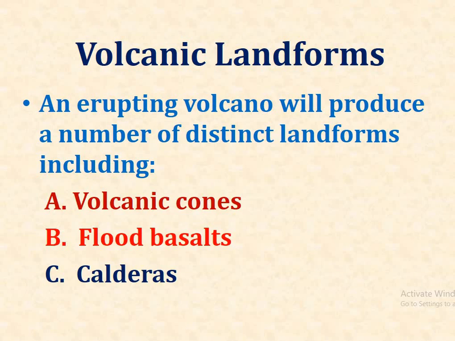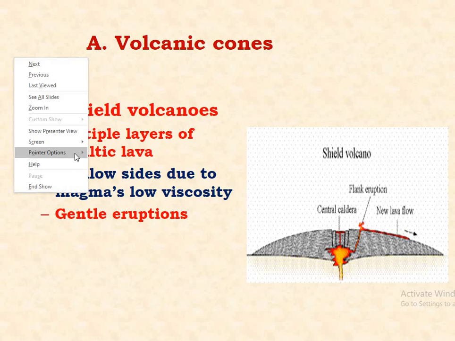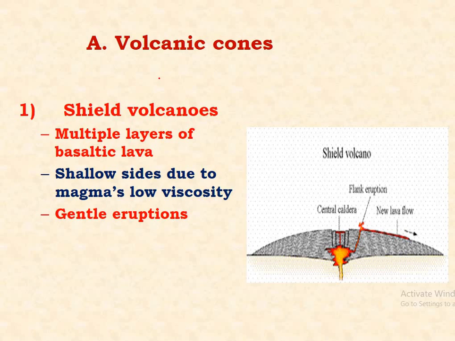An erupting volcano will produce a number of distinct landforms including volcanic cones, flood basalts, calderas. So first of all, volcanic cones.